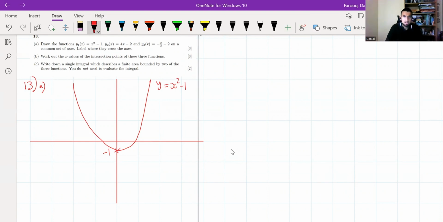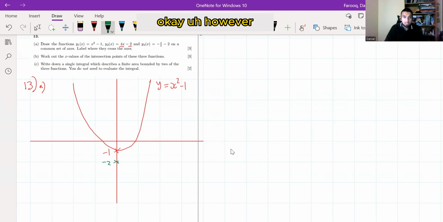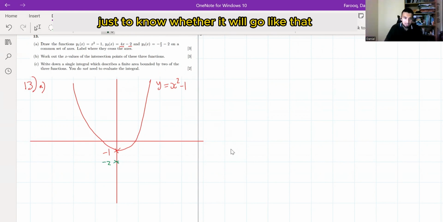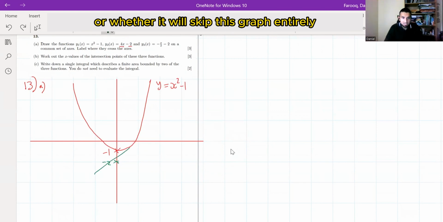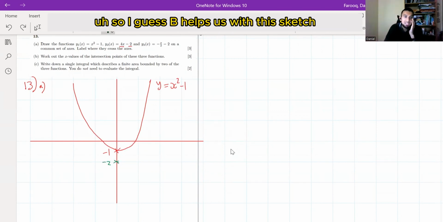Okay, the next one is 4x minus 2. The gradient is 4. The y-intercept is minus 2. So minus 2. And the gradient is 4. Okay. However, we should probably get the intersection points of here just to know whether it will go like that or whether it will skip this graph entirely. So I guess B helps us with this sketch.